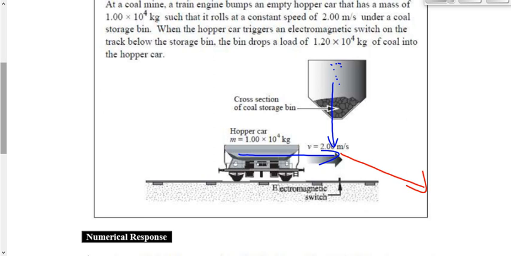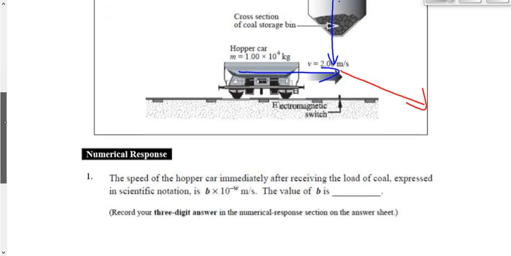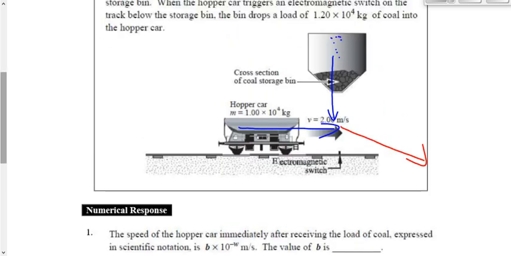Now, the fact that a train engine bumped an empty coal hopper is really irrelevant, right? That's just what got the hopper car going at 2 meters per second. We don't care about how it got moving that fast. It was moving that fast just before the collision. Okay, let's treat this as an x and y component problem, because we do have a component that's to the right and a component that's downward here, right?